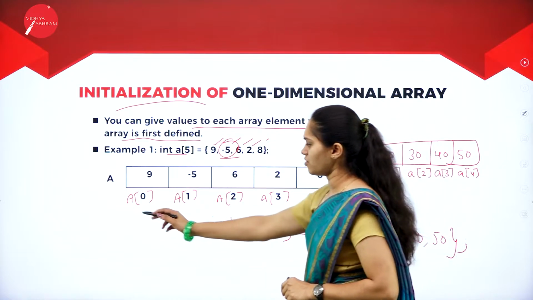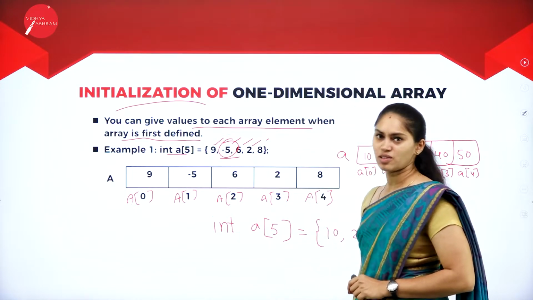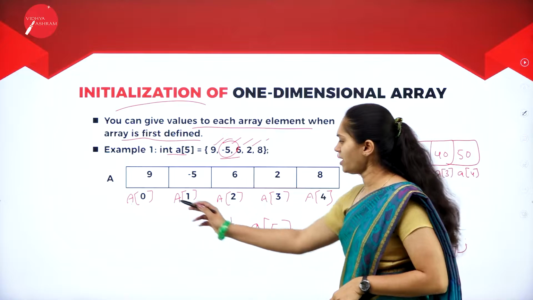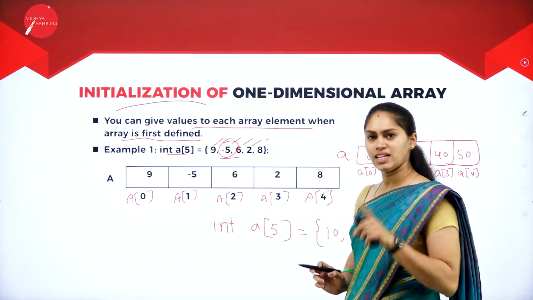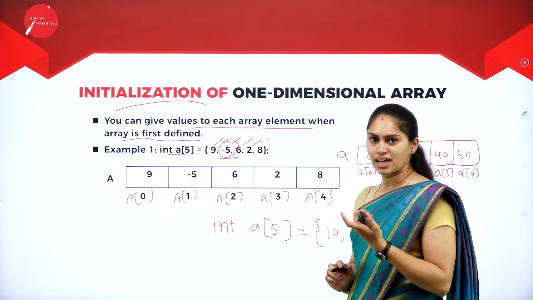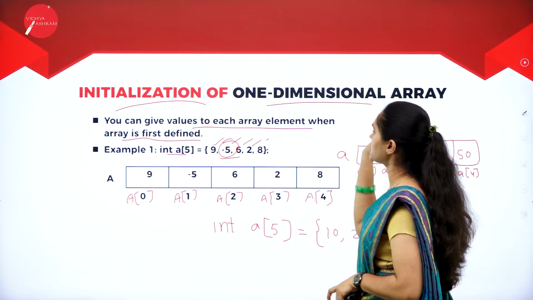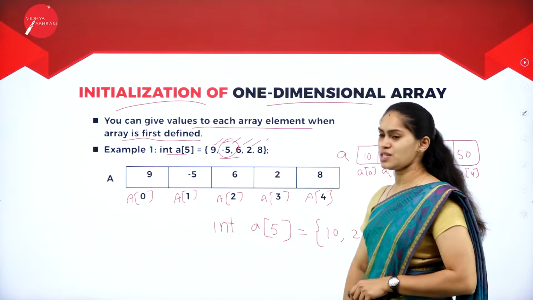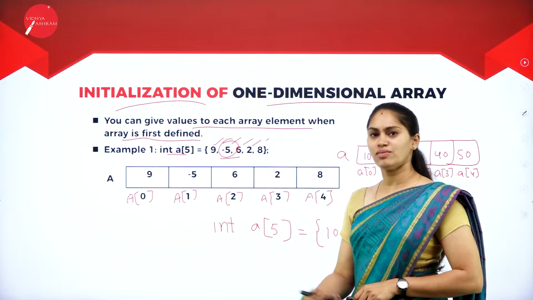So, this specifies the name of an array and this specifies the location. How many subscripts do I have here? That is only one subscript. If it is having only one subscript, then that kind of array is termed as a one-dimensional array. This is one method of initialization. So, we'll see another method.